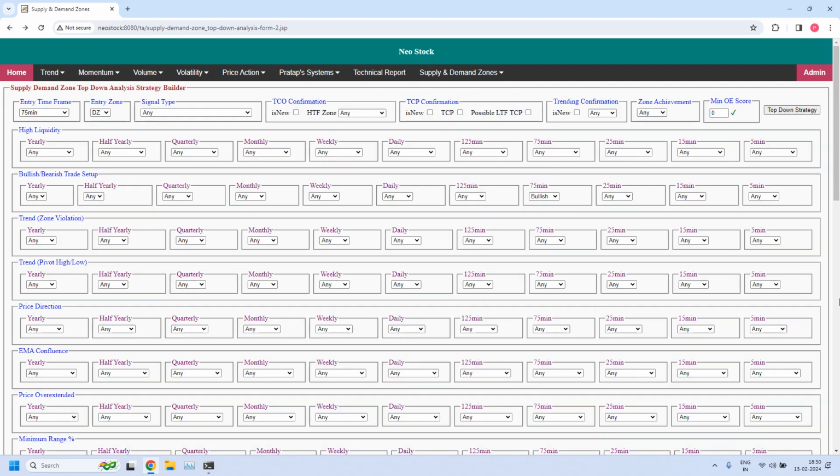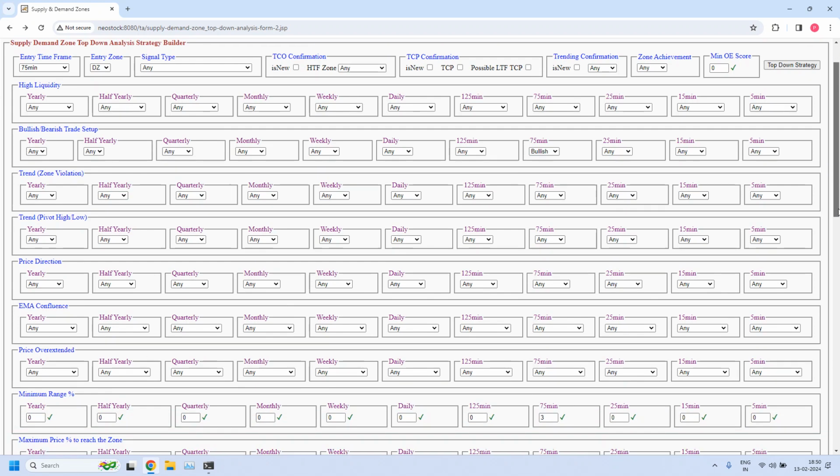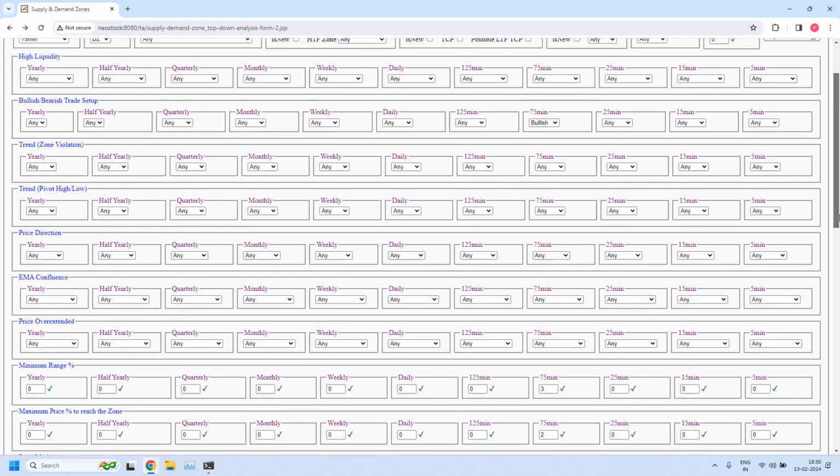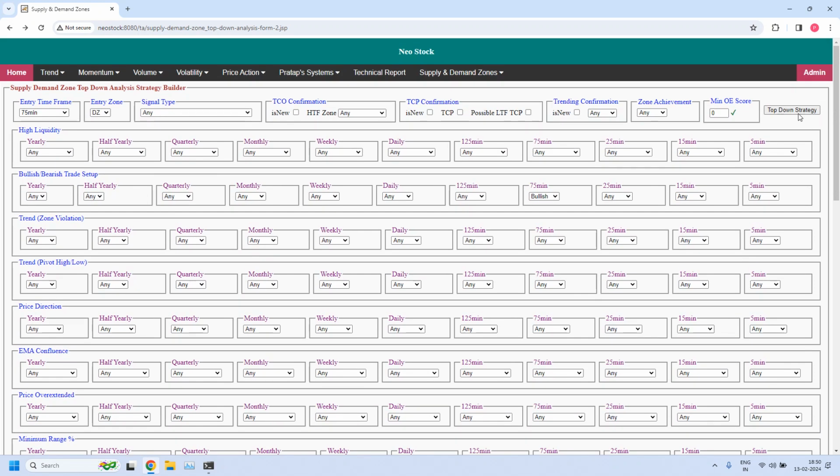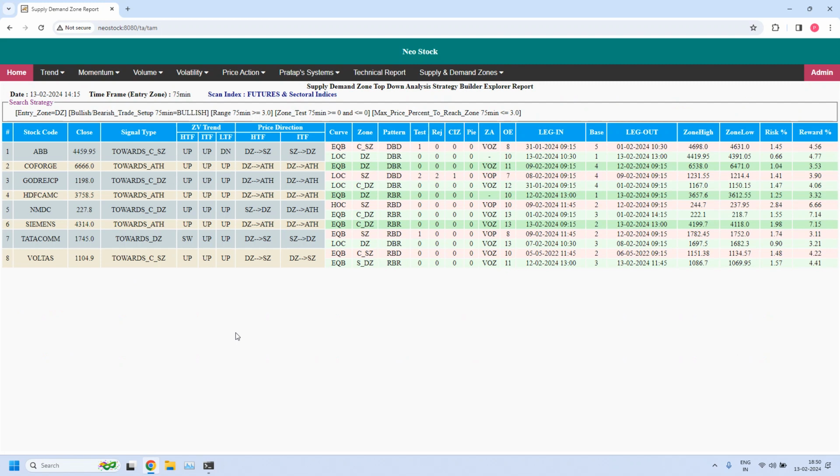And we will see the last filter, 3% level maximum. Maximum price percent to reach the zone. I'm changing 2% to 3%. Now total 8 stocks are filtered. We got within 3% level, Godrej Properties, HDFC AMC, NMDC, Siemens and Tata Communication are there.